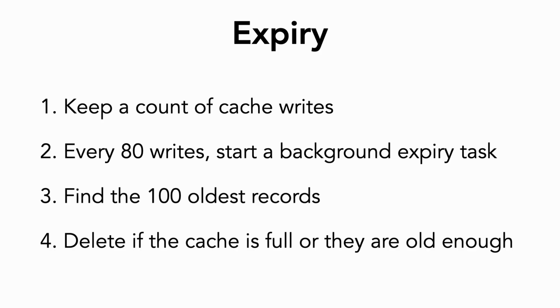Anyway, so this background job is going to run, and what it will do is find the 100 oldest records. And then it's going to look and see, is our cache full based on that check on the ID range that we've got? Or are these ones old enough, is our cache expiry 2 weeks, and these ones are older than 2 weeks? So it's going to take those two things and delete some or all of those records.